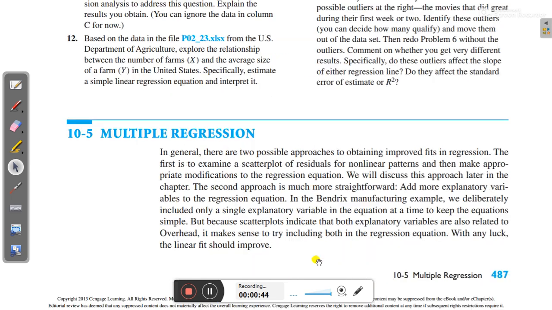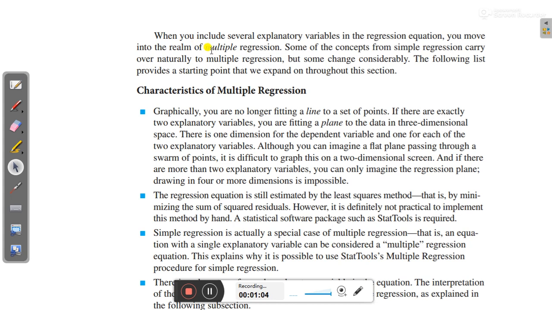But when you add explanatory variables to the regression equations, we can include only a single explanatory variable, or it might be more than that. So when you include several explanatory variables in the regression equations, you move into the realm of multiple regression. Some of the concepts from simple regression carry over to multiple regression, but some change considerably. But what are the things that change?